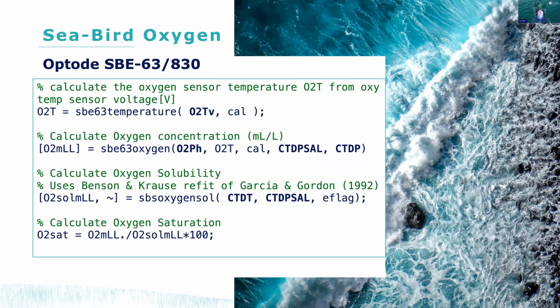So in processing this data, we have a little toolkit that takes the actual voltages that are output by the optode for temperature and turns that into temperature. That's the first line. The second line takes that phase and the temperature and the calibration constants, and then temperature and salinity as promised, and turns that into an oxygen concentration.